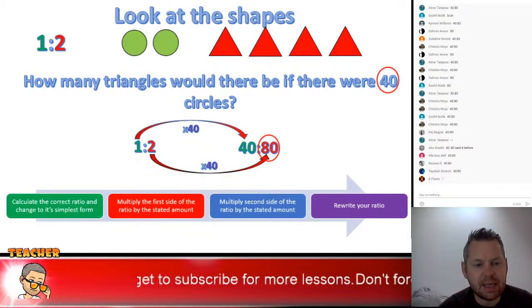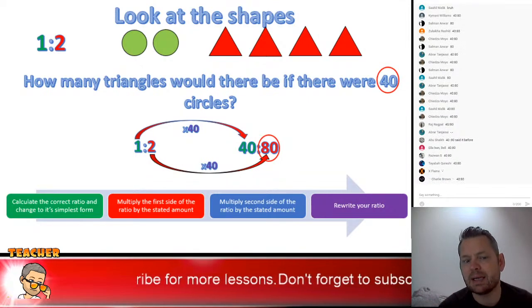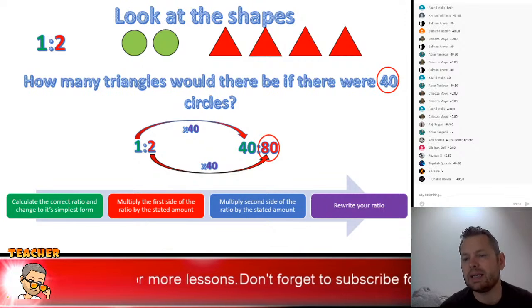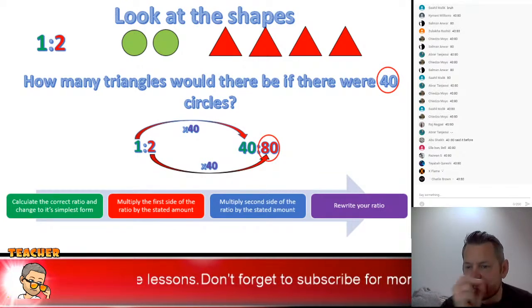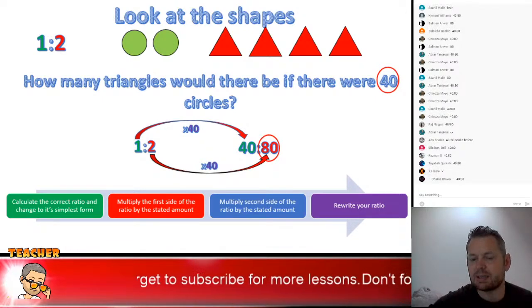What's really great to see is that lots and lots of people are understanding how to do this, which is great because that means we've consolidated our understanding of last week's lessons, and it means that you're working hard and you can move forward into this week's lessons.